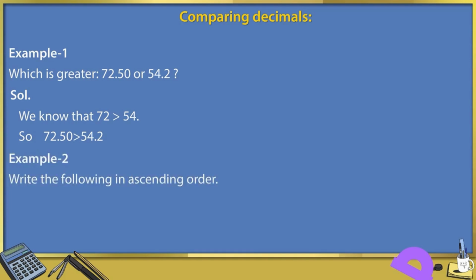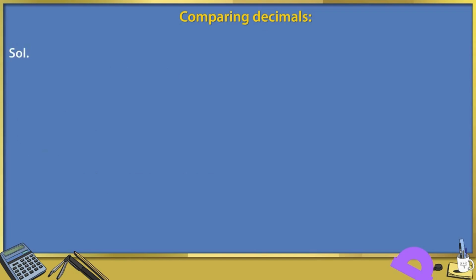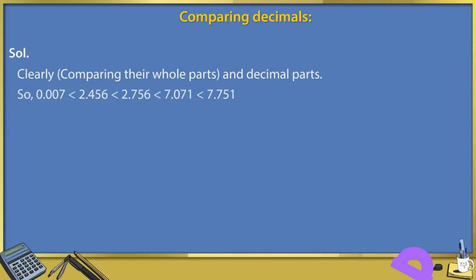Example 2. Write the following in ascending order: 2.456, 0.007, 7.071, 7.751, 2.756. Solution: clearly comparing their whole parts and decimal parts. So, 0.007 is lesser than 2.456, which is lesser than 2.756, which is lesser than 7.071, which is lesser than 7.751.